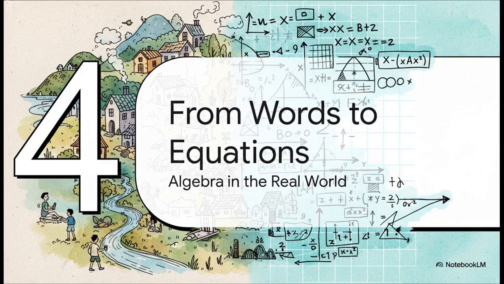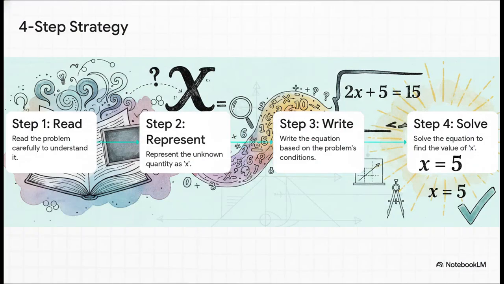So now we get to the real superpower of algebra. It's not just for solving equations that somebody gives you. Its real power is turning real-world stories and problems into equations that you can then go and solve yourself. This is how you do everything from calculating a budget to planning a road trip. And there's a simple 4-step strategy for doing this.